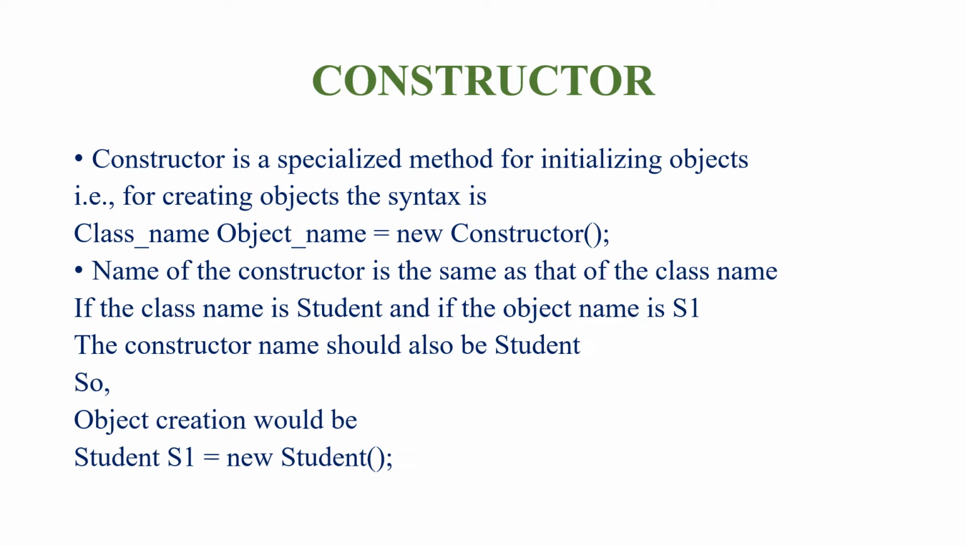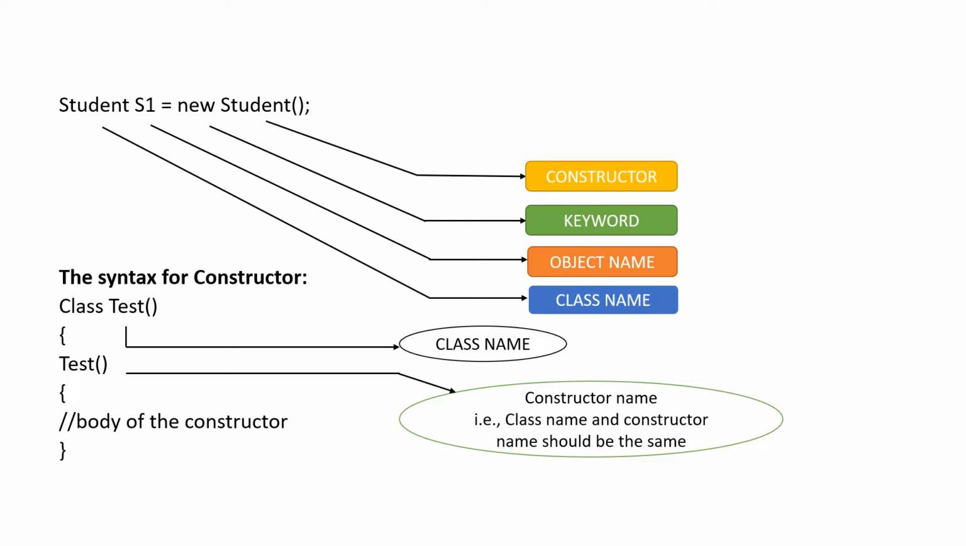Now the syntax for object creation with our example will become Student S1 equal to new Student, whereas Student is the class name, S1 is the object name, new is a keyword, and again Student is the constructor. So as I said earlier, the syntax is class name, object name equal to new constructor. So this is the syntax for creating objects.